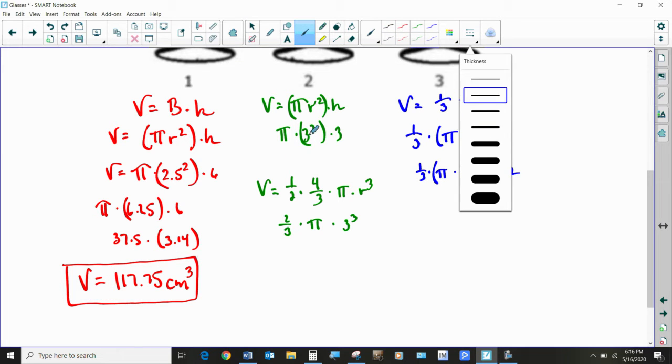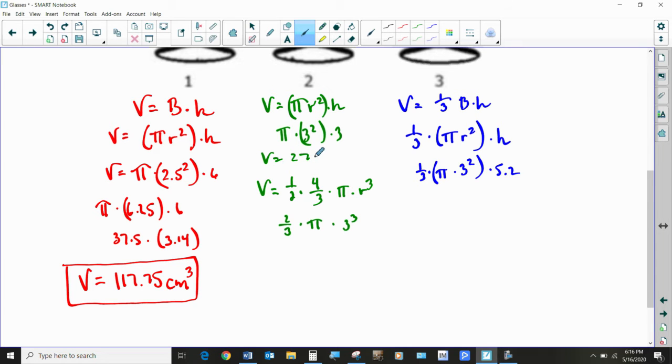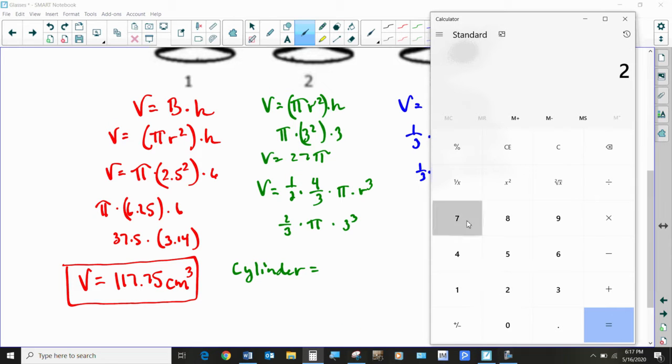Change my color. All right, so we know that this is going to be pi times 3 squared times 3. So in essence, it's 3 squared is 9 times 3 is 27. So this is going to be 27 times pi. And let's figure out what that is. So for the cylinder part, 27 times pi, 27 times, oh, no, we're doing 3.14, aren't we? Is 84.78.